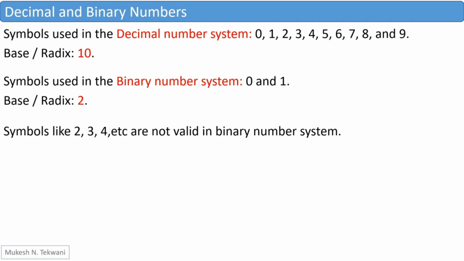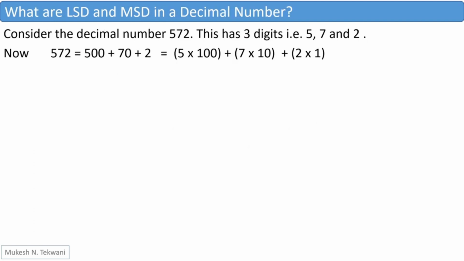The binary number system does not use symbols like 2, 3, 4, etc., and therefore those are not valid in the binary number system. Let us understand what is meant by LSD and MSD in a decimal number system. LSD stands for least significant digit and MSD stands for most significant digit. To understand this topic, let us consider a decimal number 572.